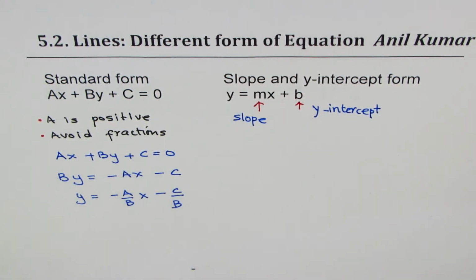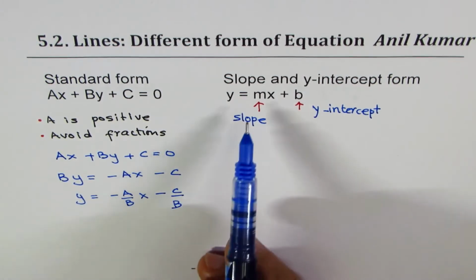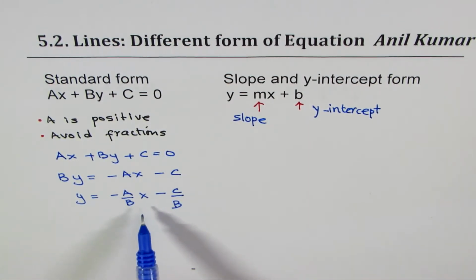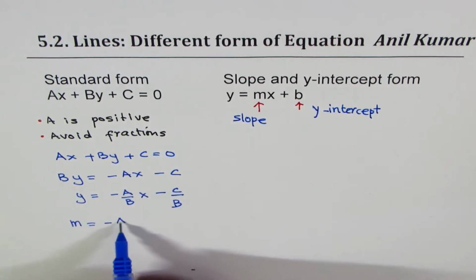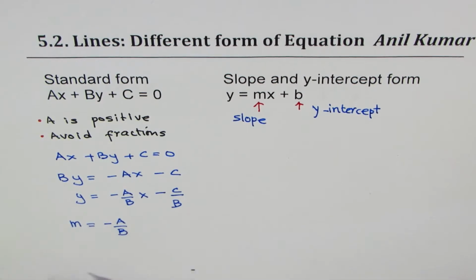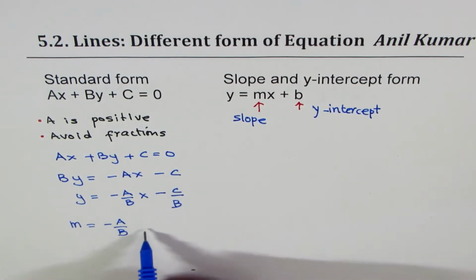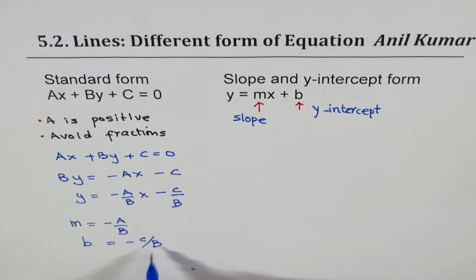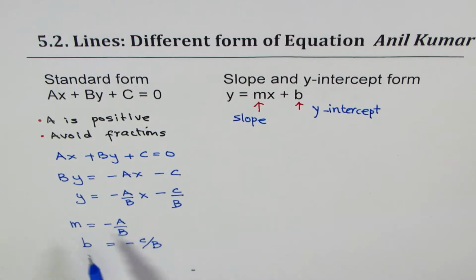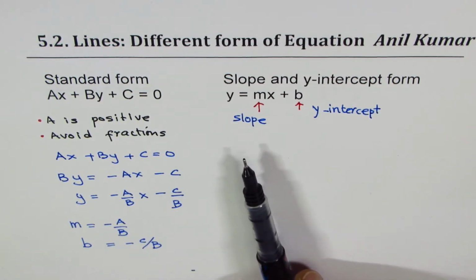So these two forms can now be compared, correct? If you compare these two forms, what do you get? You get m equals to minus a over b. So that becomes the slope, and the y-intercept b will be equals to minus c over b. Is that okay? So straight away, by comparing, we can find the slope and y-intercept after doing this kind of transformation, right?